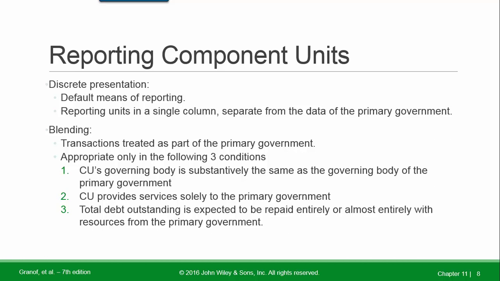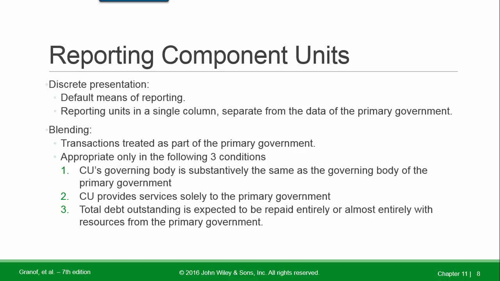So how do we report the component units? There are two methods. The discrete presentation is the default means of reporting. This reports units in a single column separate from the data of the primary government. So these are discrete, they're completely separate, they're just brought into the CAFR for reporting purposes. Take a look at the government-wide financial statements to see this single column showing the discrete component units.